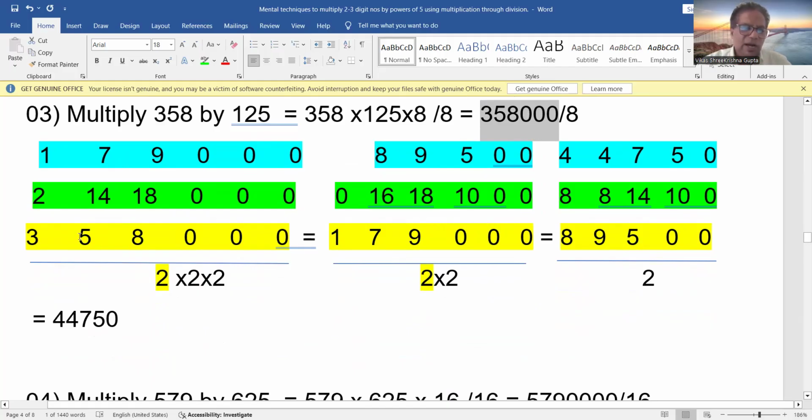Now for the first division, I have to first convert this 5 into an even number. So how will I convert? I simply write 5 as 4.